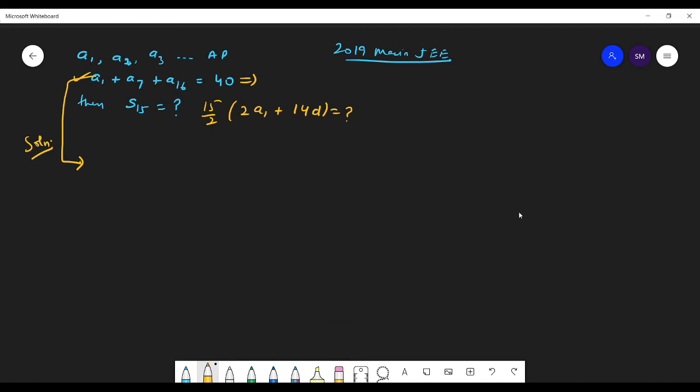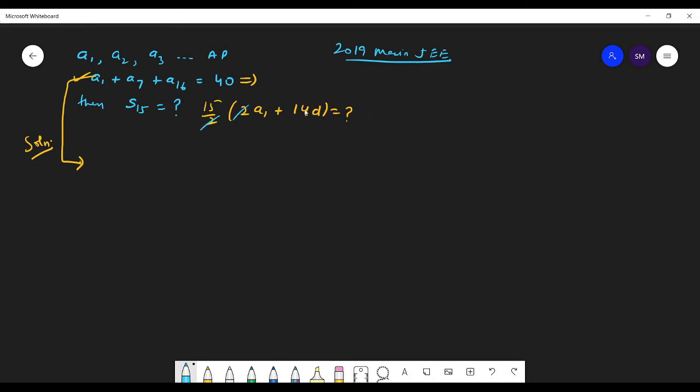So students, let's see the solution of this question where these terms A1, A2, A3 and so on are in AP, and A1 plus A7 plus A16 is 40. Then you have to find the sum of first 15 terms. So it means n by 2 into 2a plus (n minus 1)d, and further you can solve it.